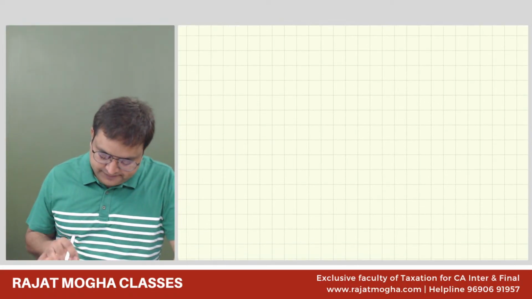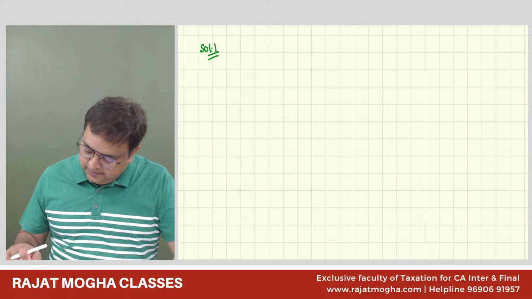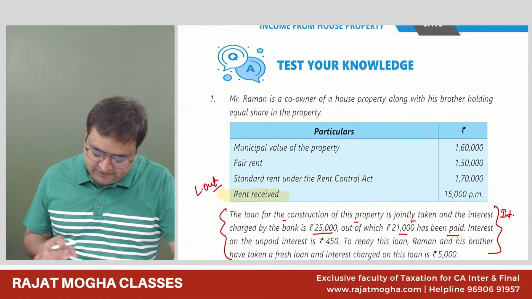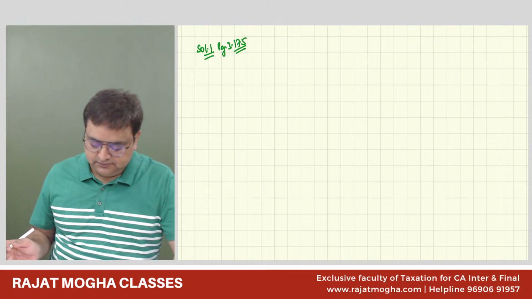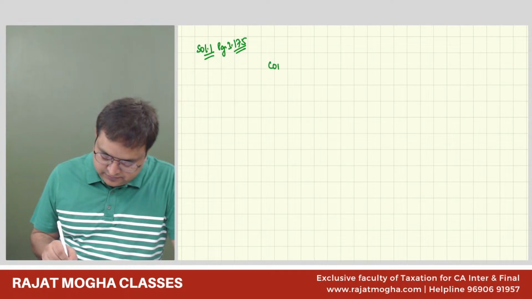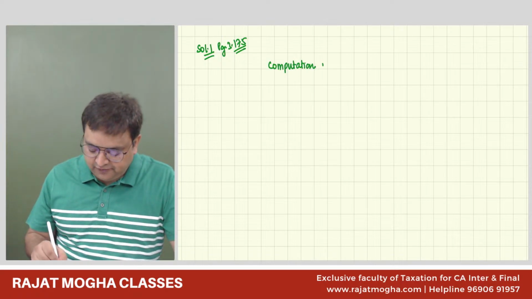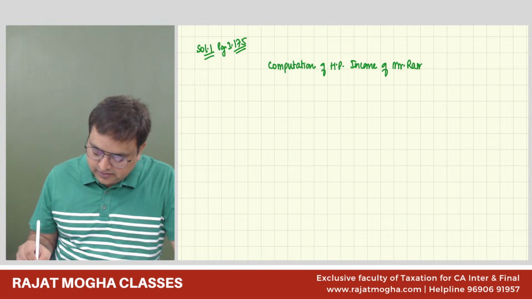This is question number 1, from the study material, page number 3.175. So what you can do is, let me write my main answer. Computation of house property income of Mr. Raman. Assessment year 25-26.